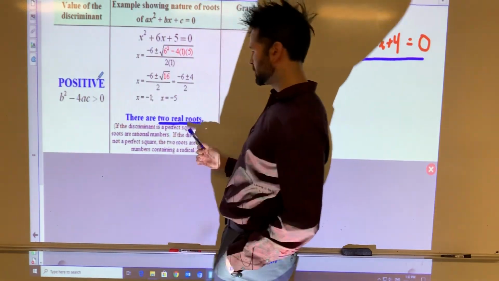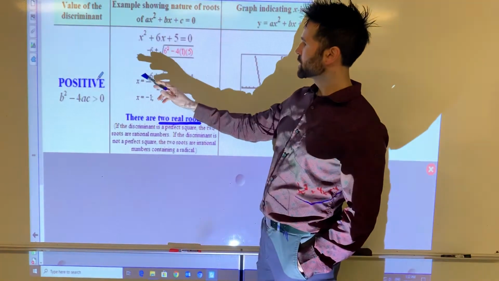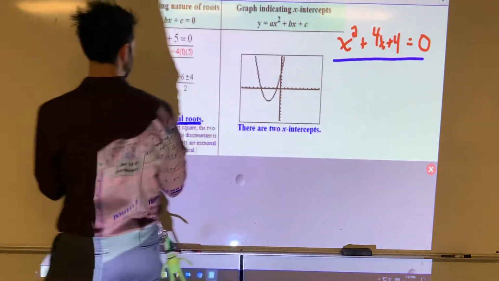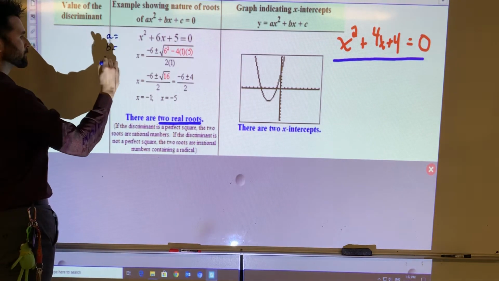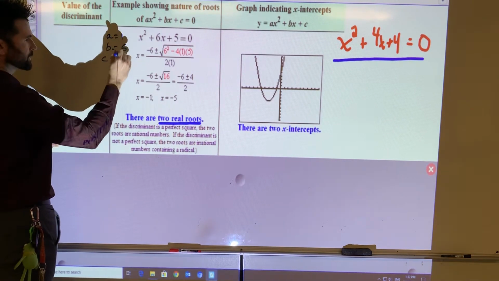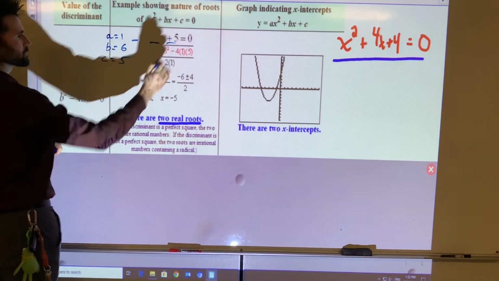So what can happen? If the discriminant is greater than 0, in other words, if it's positive, it turns out that there's always going to be two real roots. So here's a quadratic. What are the values for ABC for this particular quadratic? 1, 6, and 5. And you just grab them. Here's A, here's B, here's C.